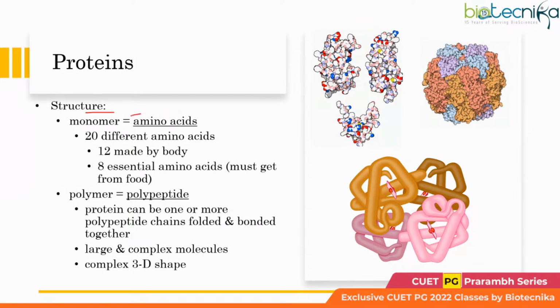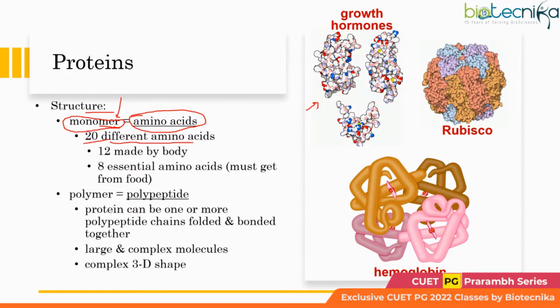Protein structure: the monomers are called amino acids. Here are some examples of proteins: growth hormones, hemoglobin, rubisco, just to show you how different protein structures are. So proteins are made up of individual unit building blocks, which are amino acids. Whatever proteins we have in our body, they are mostly made up of 20 standard amino acids. They are standard amino acids because most of the proteins will have these 20 amino acids only.